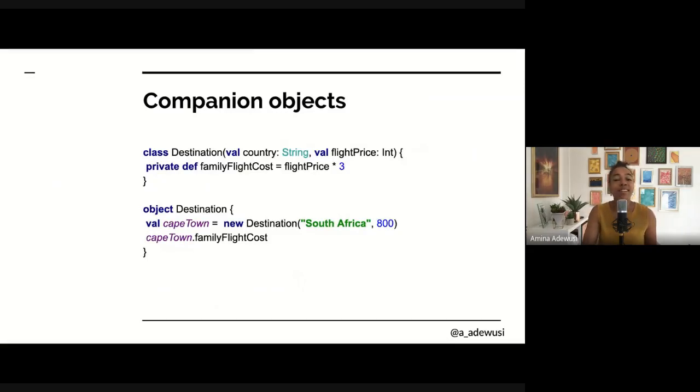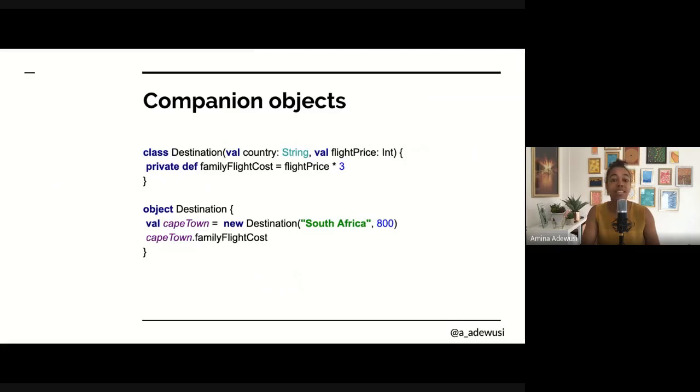Companion objects have lots of helpful uses. Another of them is that both the companion object and class can access each other's private fields and methods. Here, we create a private method within our class called family flight cost. This method calculates the total cost of our flights for a family of 3. We've defined this private method in our class, which means that typically only the class would have access to it. But because we've created a companion object, this also has access to it.